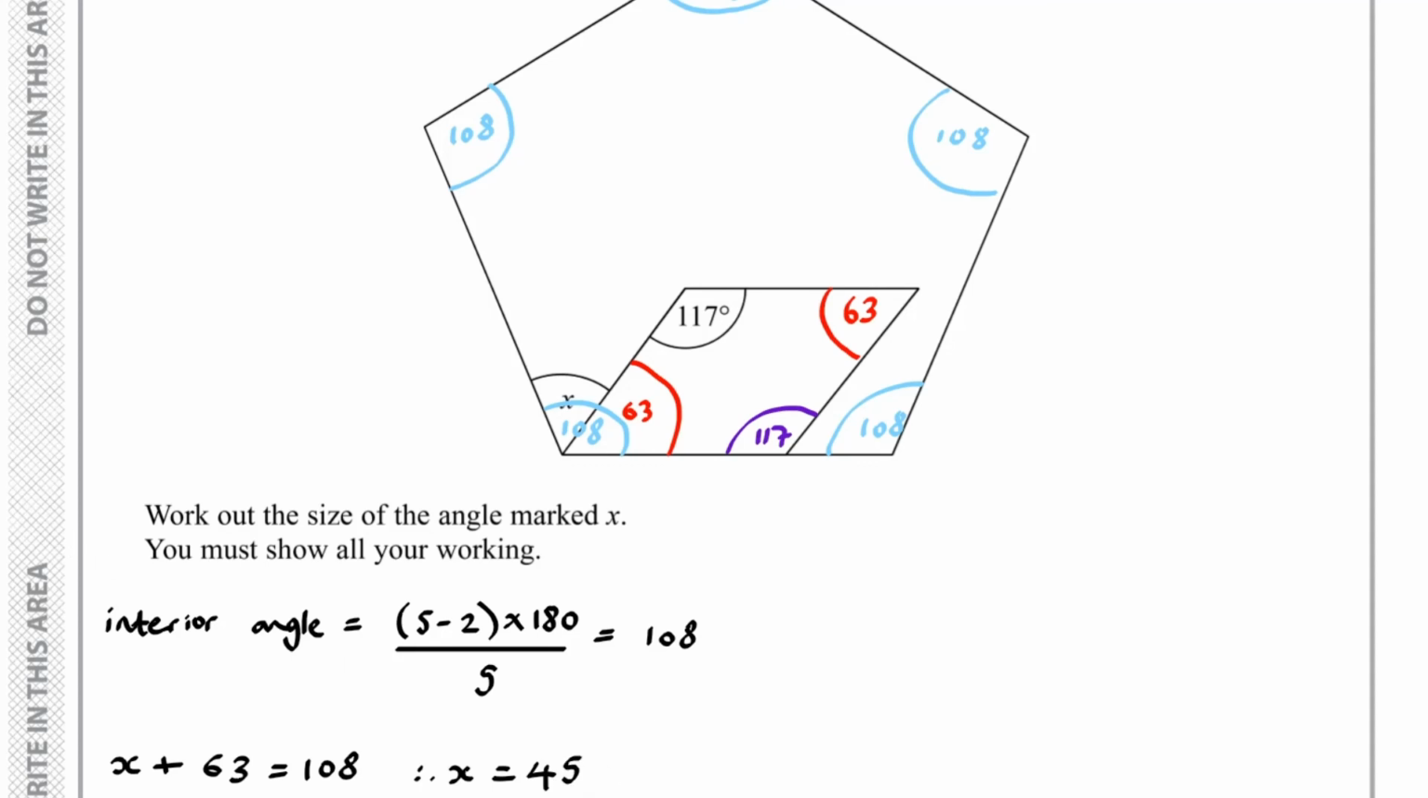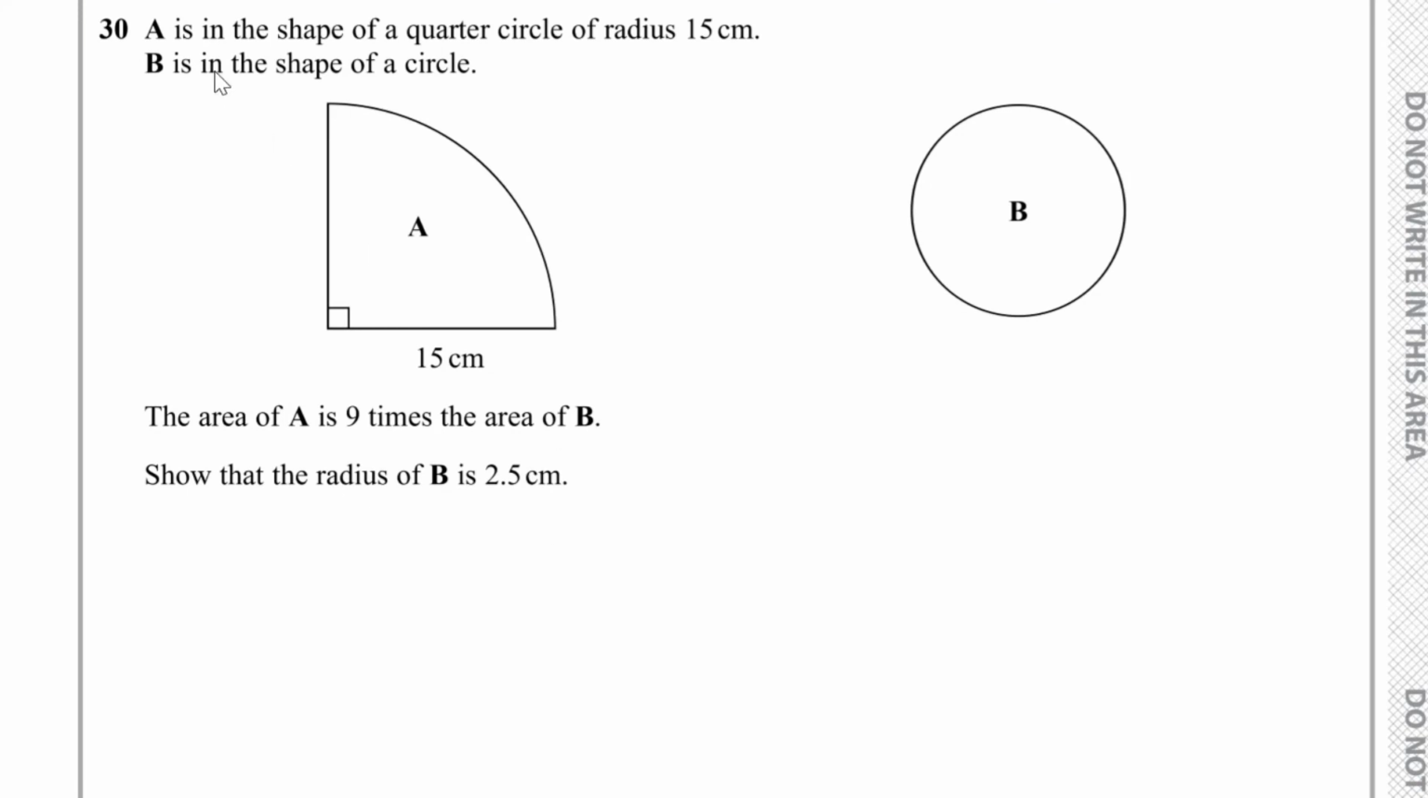Okay. Now question 30, A is in the shape of a quarter of a circle of radius 15 centimeters, B is in the shape of a circle and the area of A is 9 times the area of B, we have to show that the radius of B is 2.5 centimeters. Well, this shape here is 9 times the area of this full circle here, and we can't use an area scale factor because they're not similar shapes.